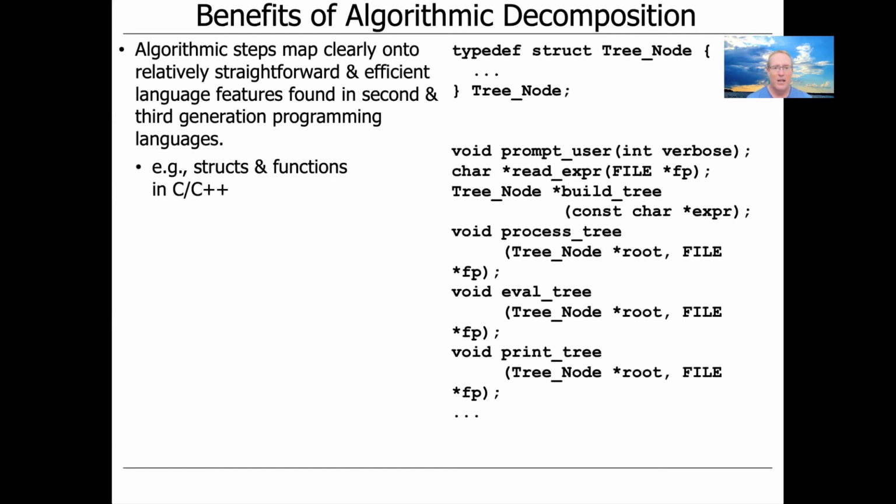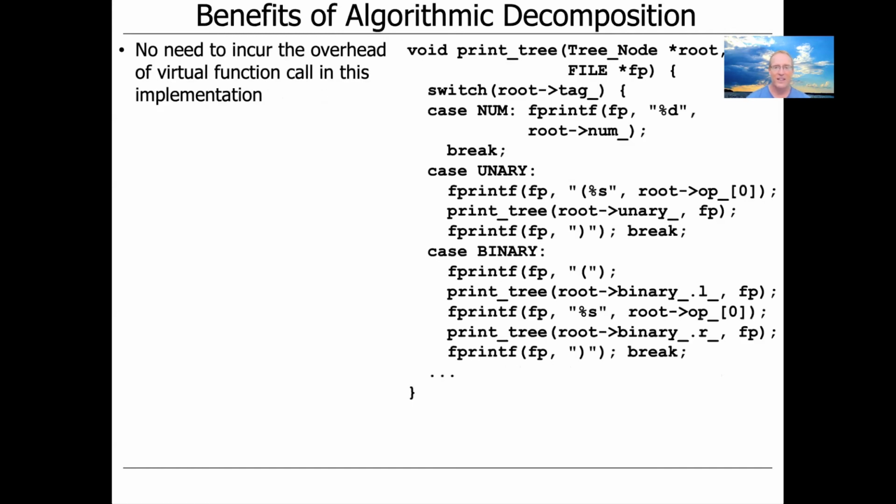Another thing about this that's arguably pretty straightforward, if you know this style of programming, is that the algorithm steps map clearly onto language features found in second and third generation languages. So things like structs in C, functions in C, functions in C++. In fact, there are actually some elements of generic programming and functional programming that share some of the properties of algorithmic decomposition in a lot of ways. So it's very familiar to people who are familiar with programming with languages like C and the data structures and processing capabilities provided therein.